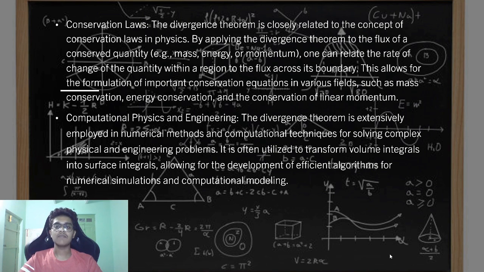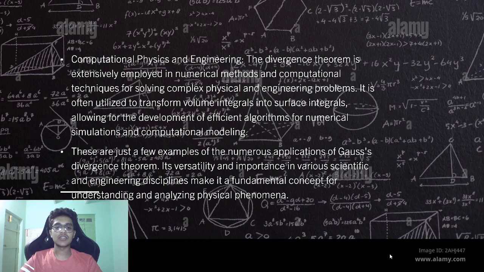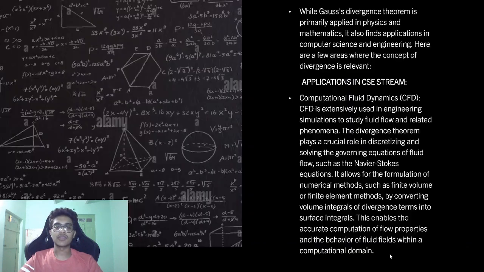Moving on to the next slide. Computational physics and engineering. The divergence theorem is extensively employed in numerical methods for solving complex physical and engineering problems, transforming volume integrals into surface integrals for efficient algorithms for numerical simulations and computational modeling. These are just a few examples of the numerous applications of Gauss's divergence theorem. Its versatility and importance in various scientific and engineering disciplines make it a fundamental concept for understanding and analyzing physical phenomena.